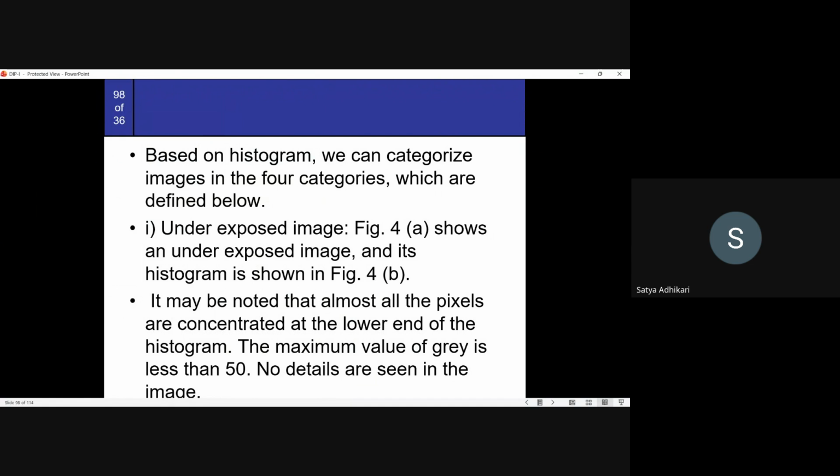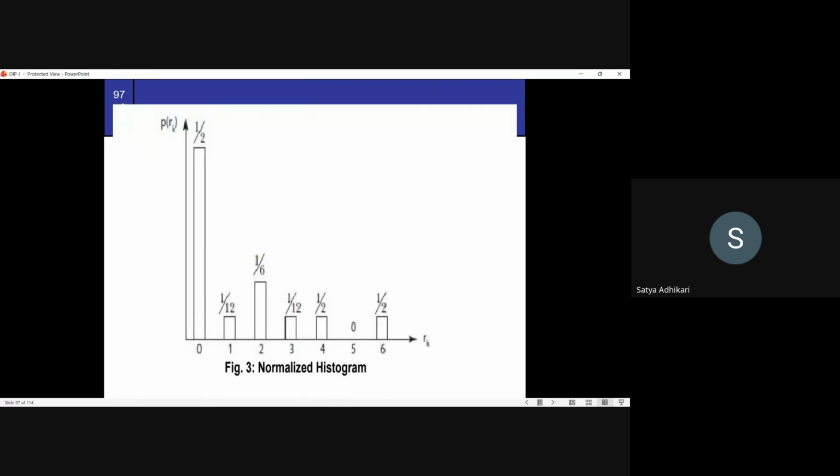Let us see what type of information we will get from the histogram. The histogram, no doubt, gives an idea about how many times a particular gray level value of an image occurred. In the previous example, we get that 0 occurs the maximum number of times because the histogram of 0 is taller, it is like a tower. 0 is the tallest, so you get an idea that 0 occurred the maximum number of times.